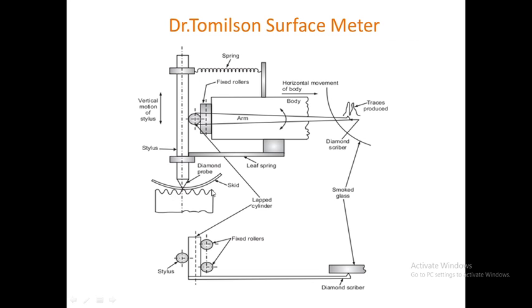Now what happens? This is the surface whose roughness has to be determined. Now this stylus is moved over this surface. When moving over this surface, there is a probability that the stylus may move towards the left, but we have to avoid this motion. The stylus motion has to be restricted only in the vertical direction. See, it is here, the vertical motion of the stylus. So in order to restrict the motion of the stylus in the vertical direction only, these springs are used: the coil spring on the upper side and the leaf spring on the lower side.